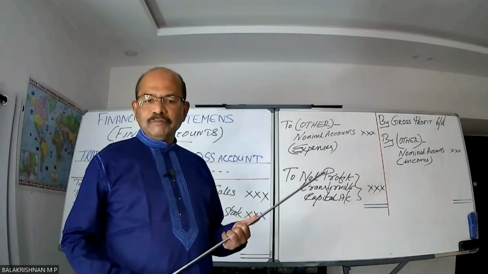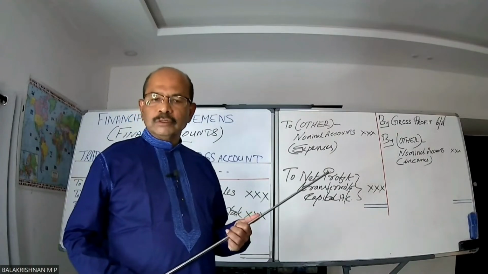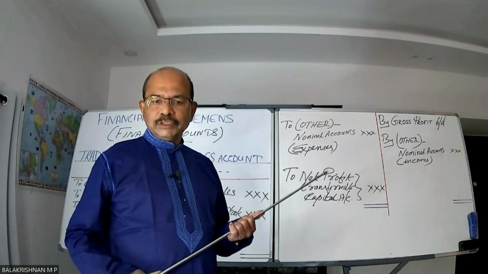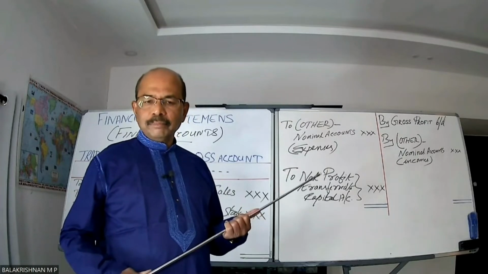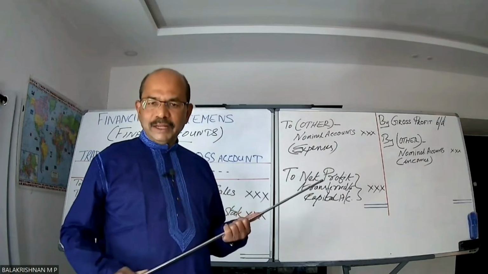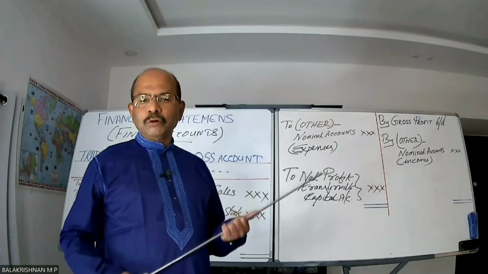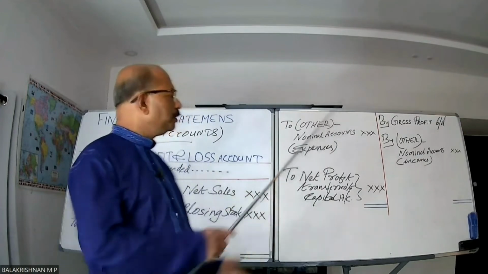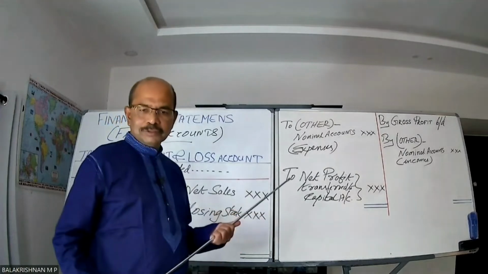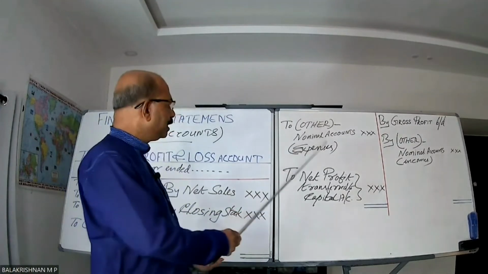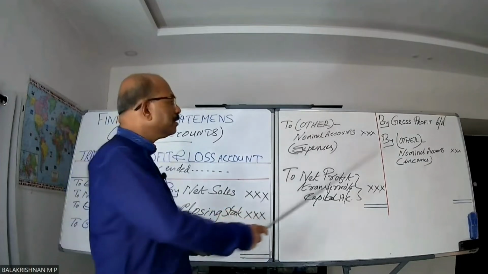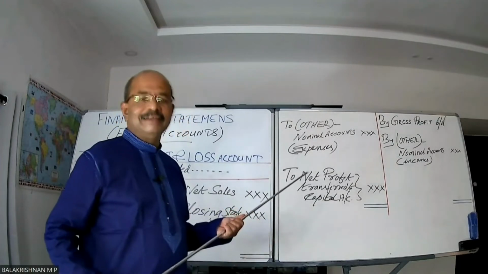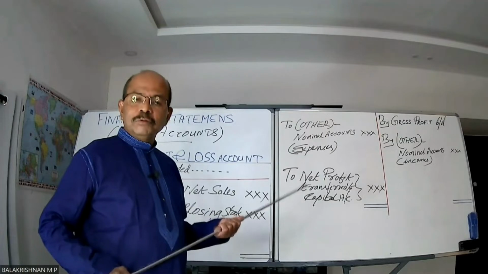And the left out item will consist of all three varieties of accounts. What are all those? Nominal accounts, real accounts, and personal accounts. In that one, each and every nominal account you will pick up and show in your profit and loss account. Debit nominal accounts in the debit side, debit nominal accounts will be expenses. Credit nominal accounts in the credit side, credit nominal accounts will be income.